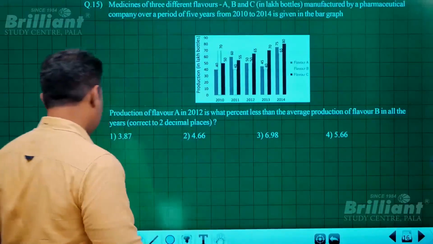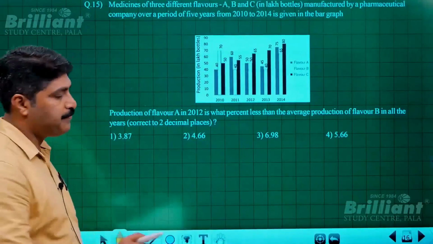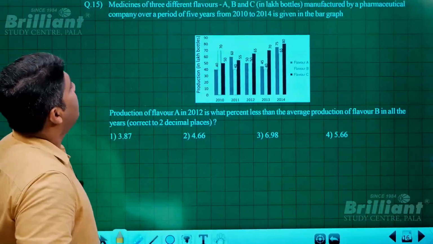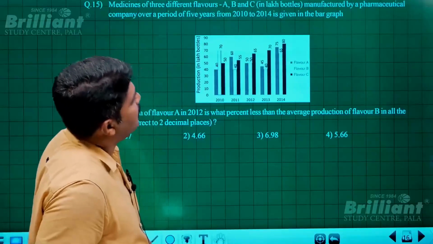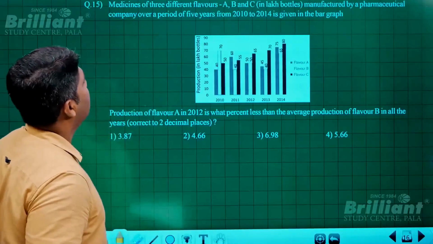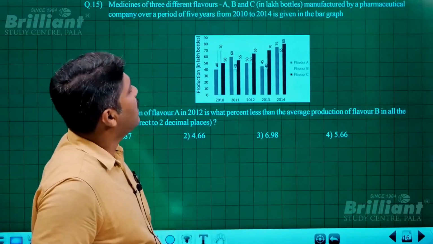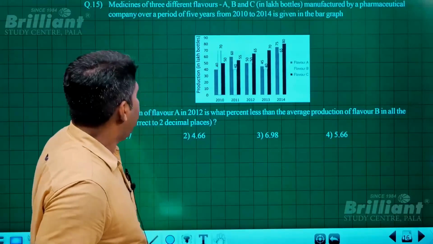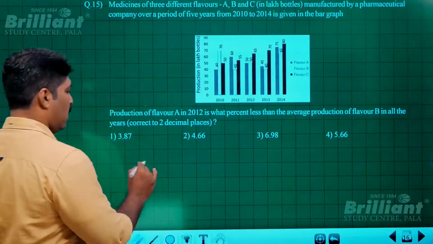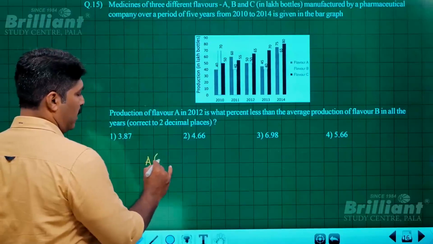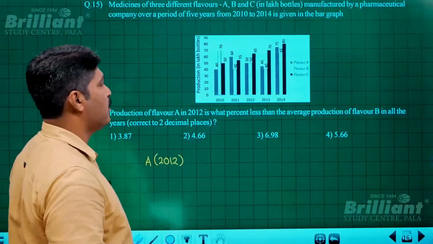So next is a very simple data interpretation question. Here we just consider the data. Medicine of 3 different flavors, A, B, C, in lakh bottles manufactured by a pharmaceutical company over the period of 5 years from 2010 to 2014. So we have to find out production of flavor A in 2012. So here we just consider A in 2012. Got it?